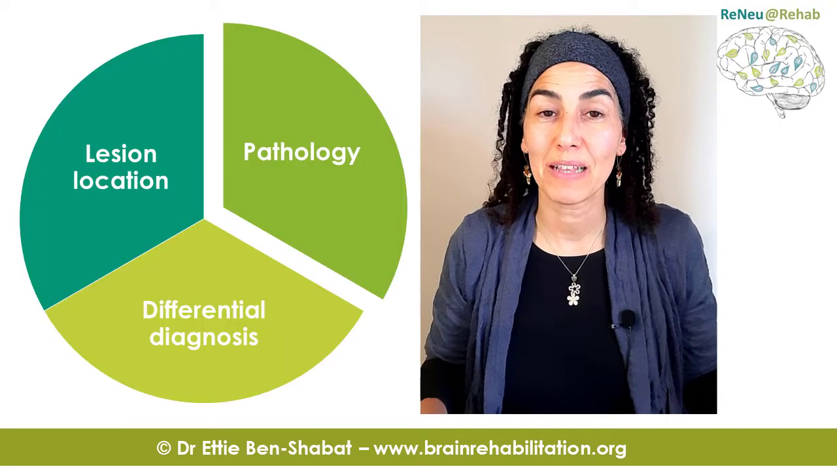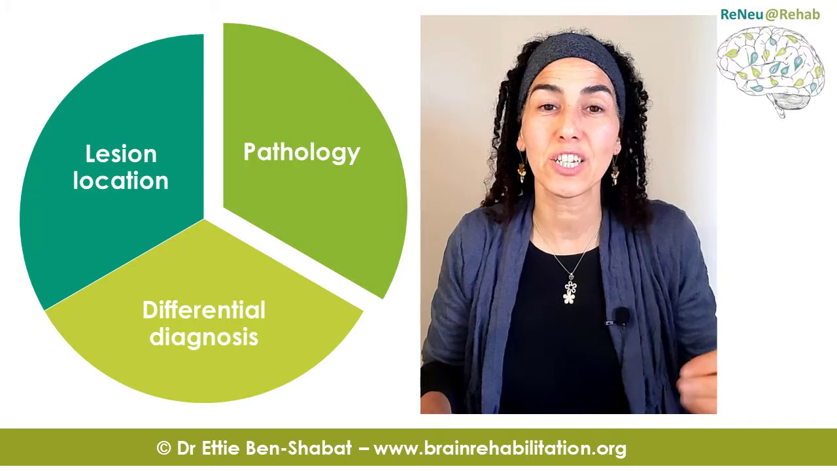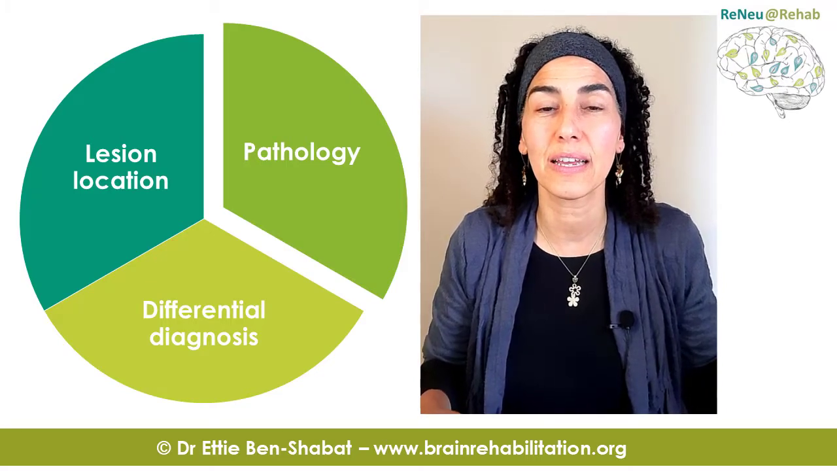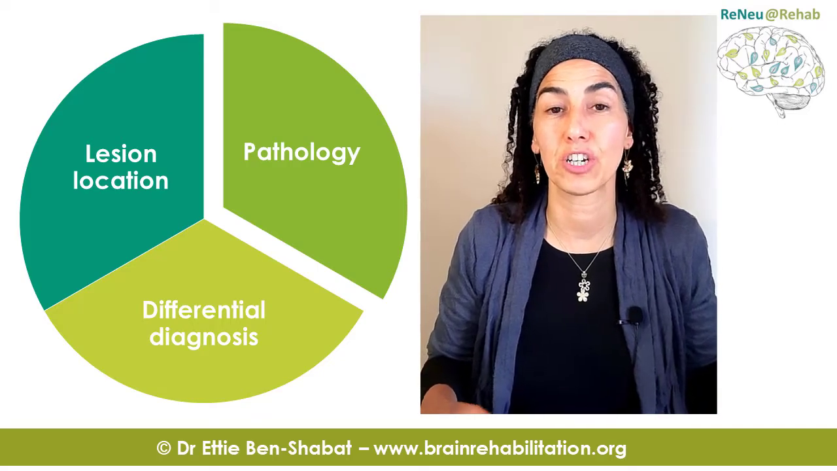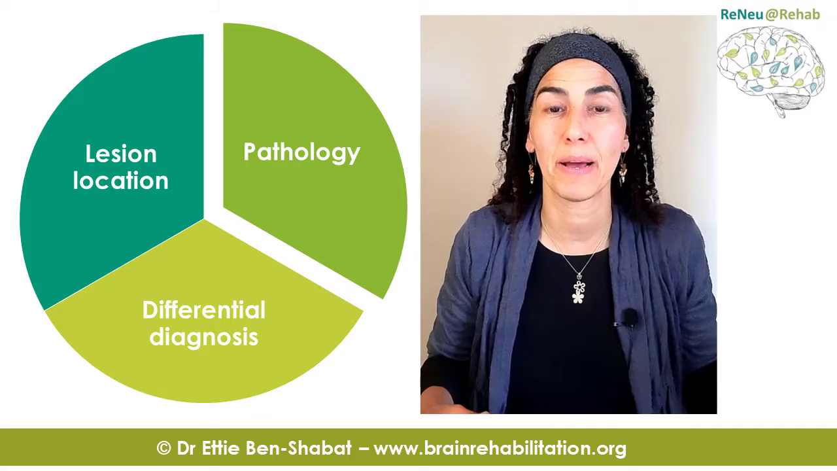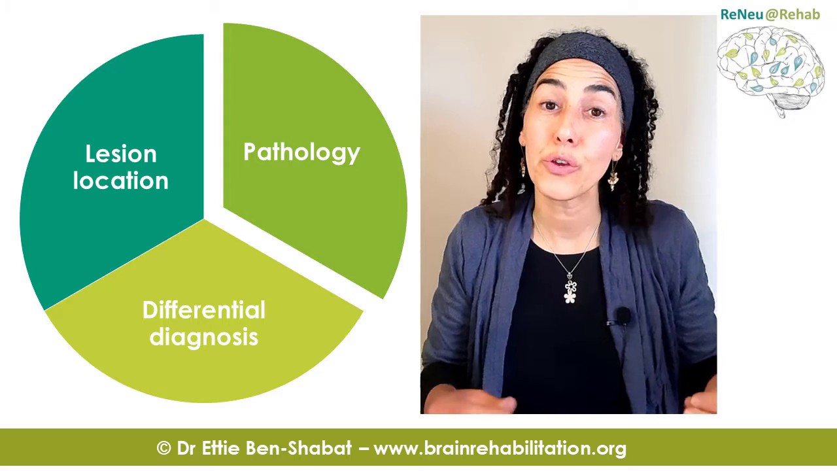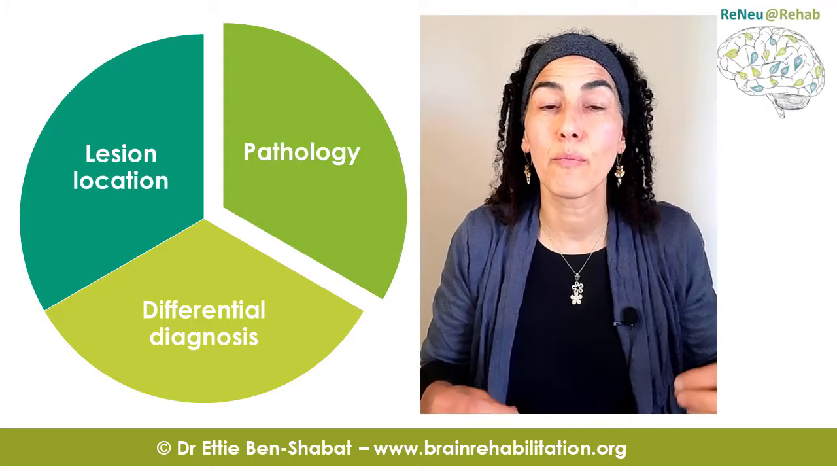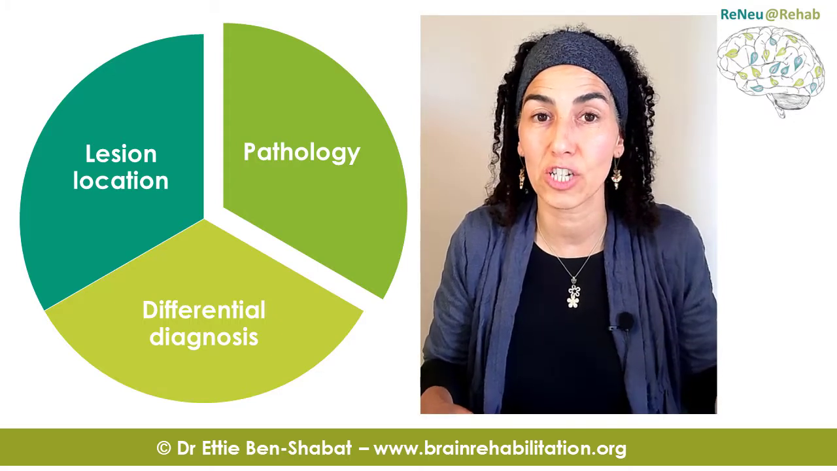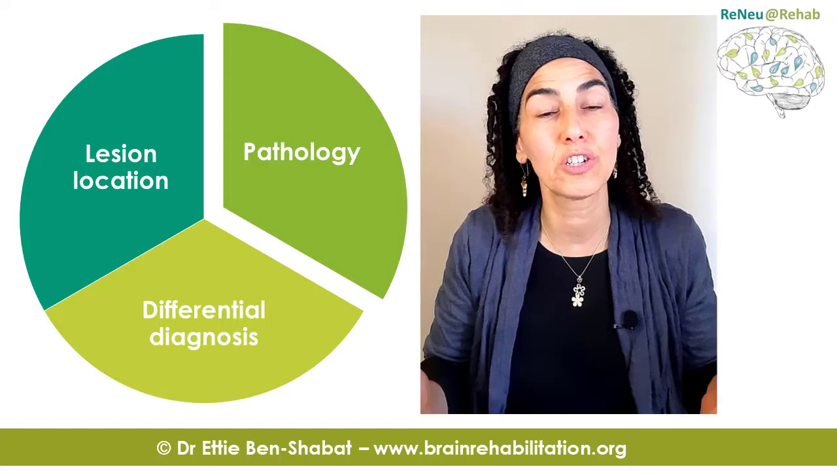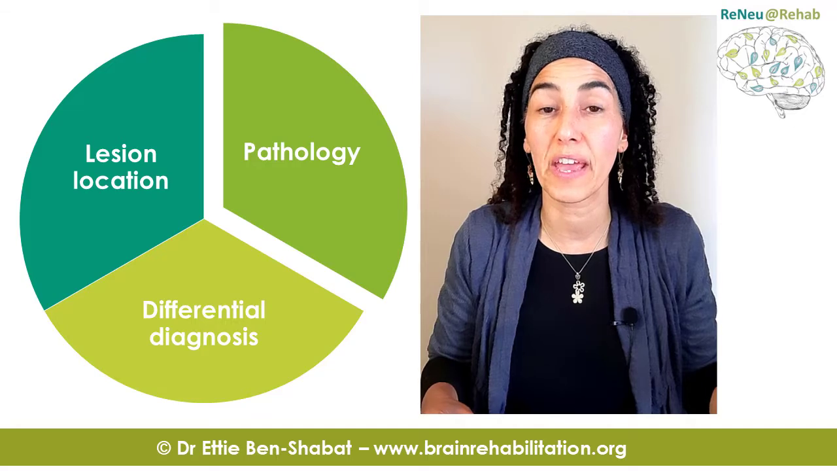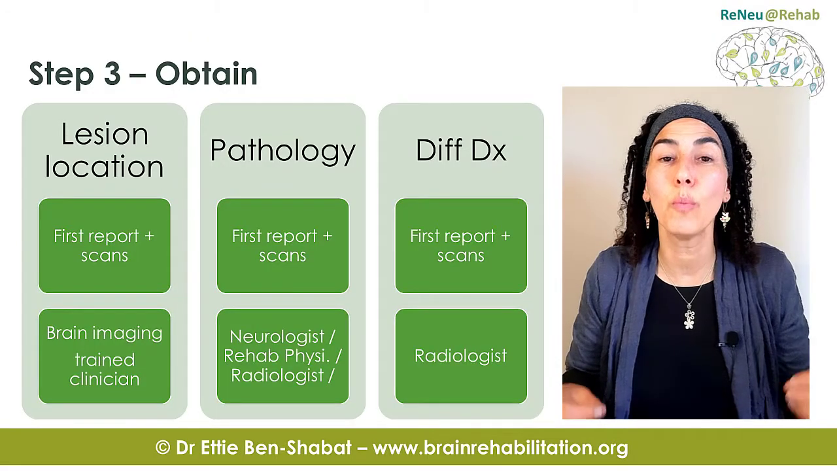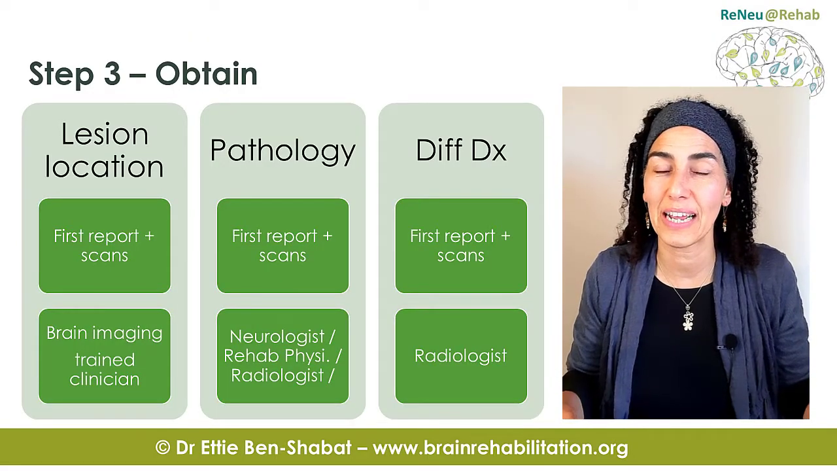Now, when you think about the radiology report, the information in the radiology report falls into 3 categories. Information about lesion location, information about the pathology, and information about differential diagnosis. So you need to sort out whether the information that you need is about lesion location, or is it about pathology, or is it about, could it be a different kind of pathology going on there? So then the third step is about obtaining the information that you need.